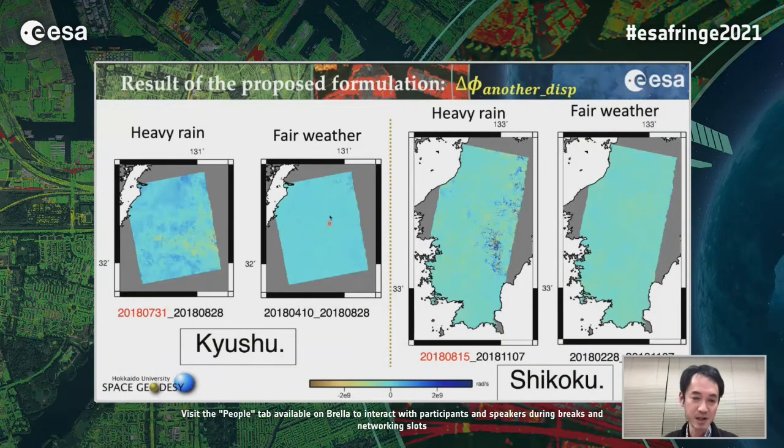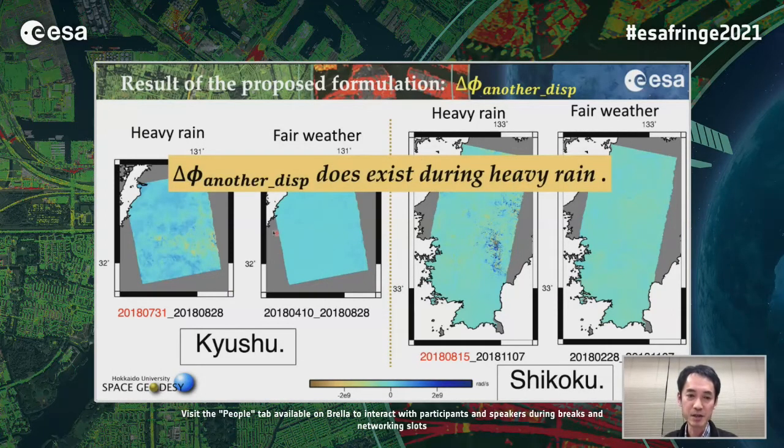And this is the result of the proposed formulation. We also performed this analysis using the fair weather images. So comparing these, this is the Kyushu case, and this is the Shikoku case. So we can conclude that another dispersive phase does exist during heavy rain. These phases could be derived from the previous formulation.